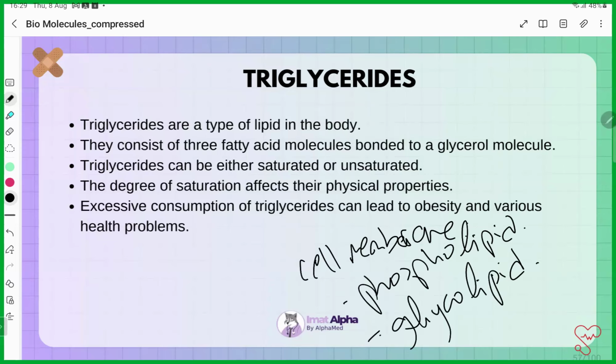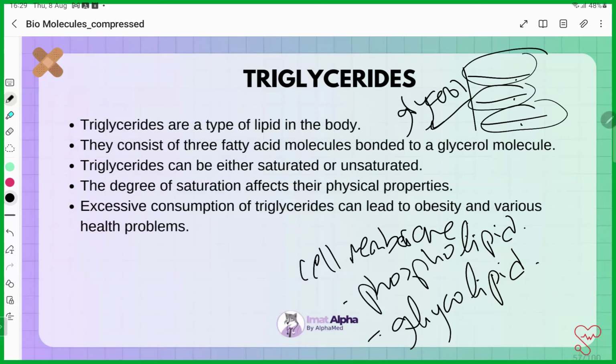They consist of 3 fatty acid molecules bonded to a glycerol molecule. The shape looks like this. Here we have a glycerol, and here we have 3 fatty acid chains. These 3 might be saturated or unsaturated. The degree of saturation affects their physical properties. Excessive consumption of triglycerides can lead to obesity and various health problems.